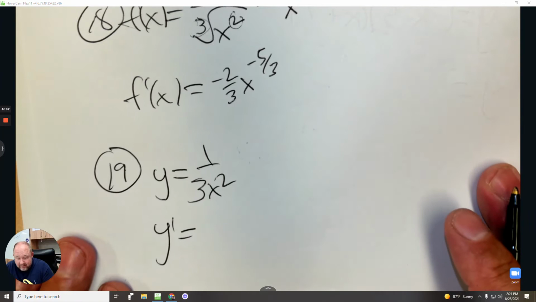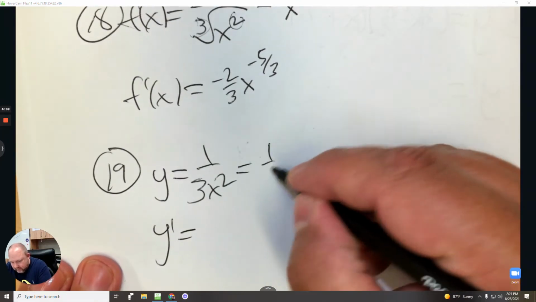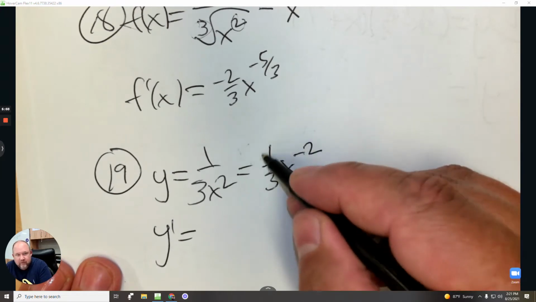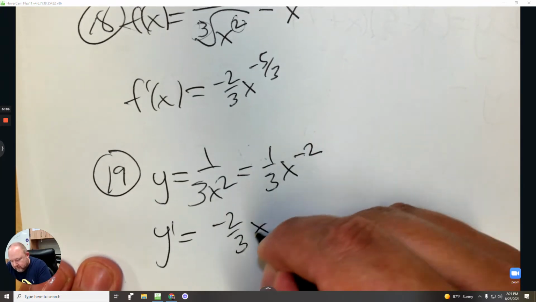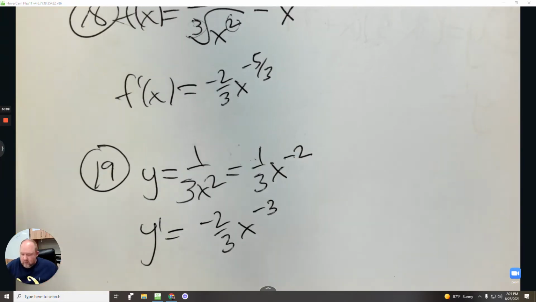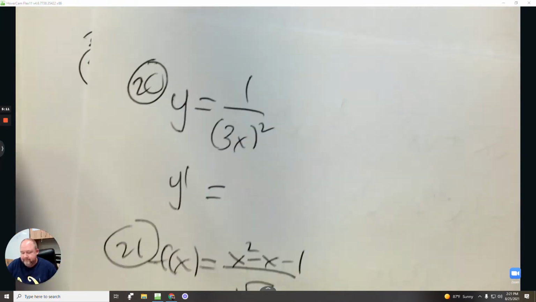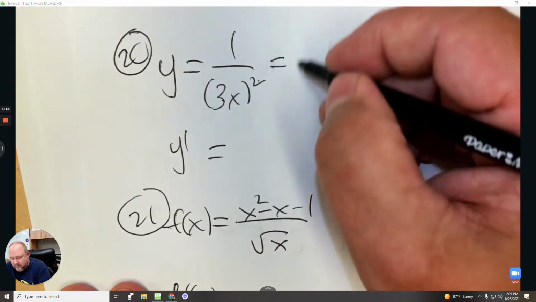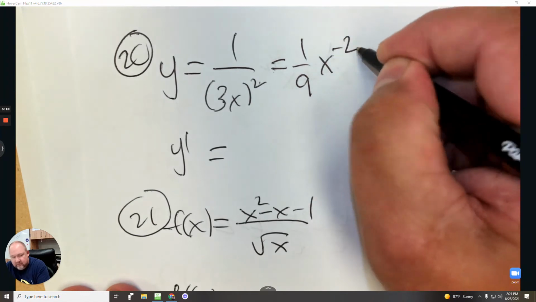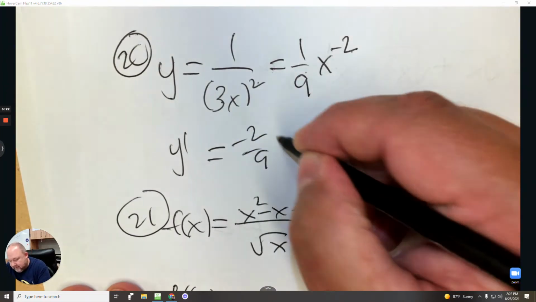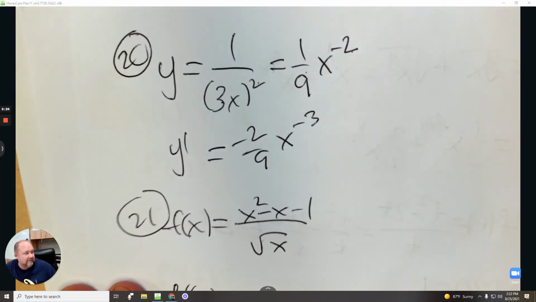Again, write this calculus friendly. That's 1/3 x to the negative 2. Negative 2 times a third. Subtract 1 from the exponent. Number 20. 3 squared is 9, and then x to the negative 2. Negative 2 times 1/9. Subtract 1 from the exponent. Number 21.